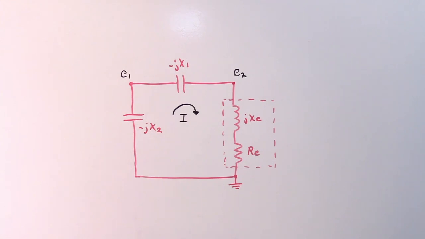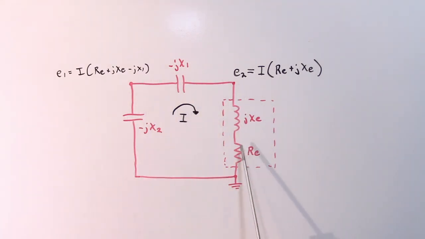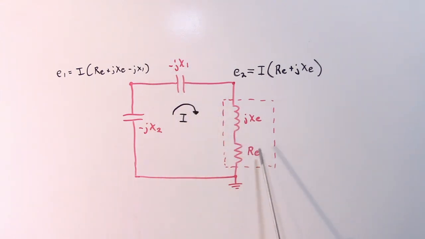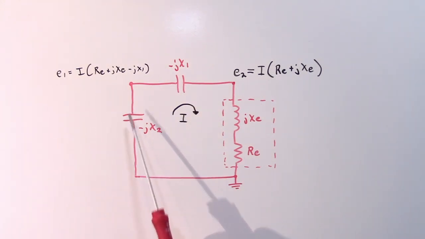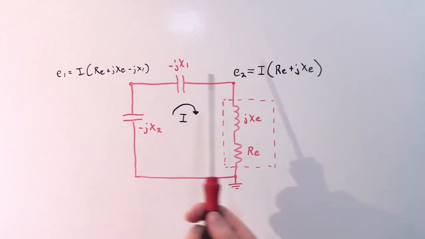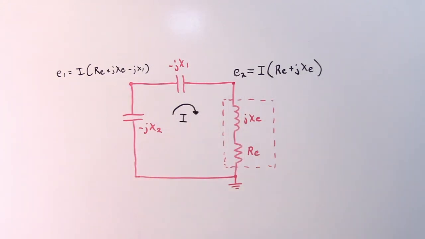And we can more formally define this by stating that E2 is equal to the current going through the crystal, I, times the total impedance of the crystal, which is Re plus jXe. And likewise, we can define E1 as the current I times the series impedance of negative jX1 plus Re plus jXe. Now, of course, E1 could also be defined as the current through C2 times the impedance of C2, negative jX2, but it's actually more convenient to put both E1 and E2 in terms of jXe.